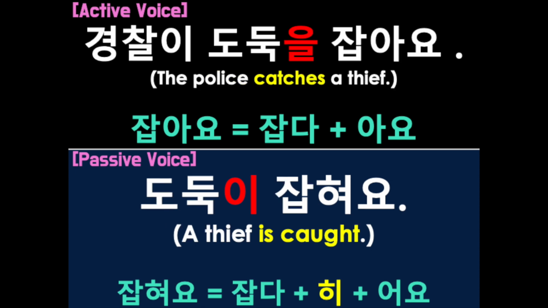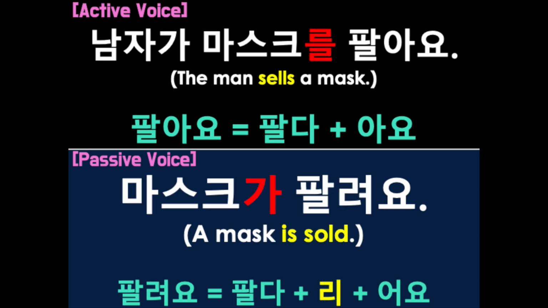문이 닫혀요. Next, 경찰이 도둑을 잡아요. The police catches a thief. 잡아요. This is active voice form. How do we change? 도둑이 잡혀요. A thief is caught. 잡혀요. 잡다 plus 히 plus 어요. 잡혀요.